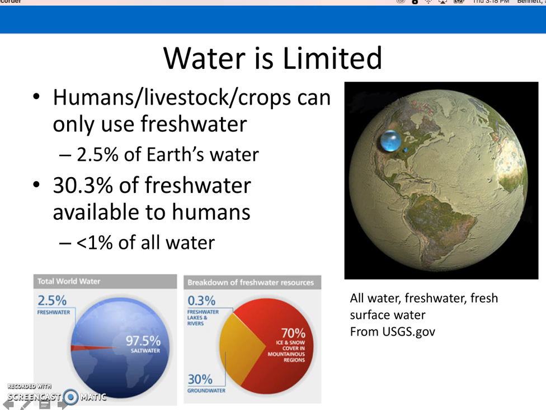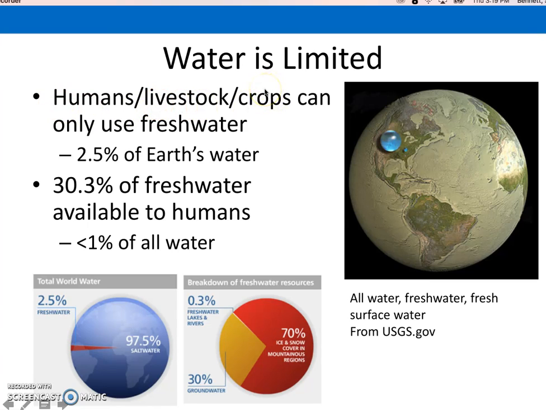The first concept related to water that we're going to talk about is that water on Earth is limited. The same amount of water that exists today is the amount that has existed and been available to living things for all of Earth's history. So we're not getting more water. We're stuck with what we have. So water is limited.